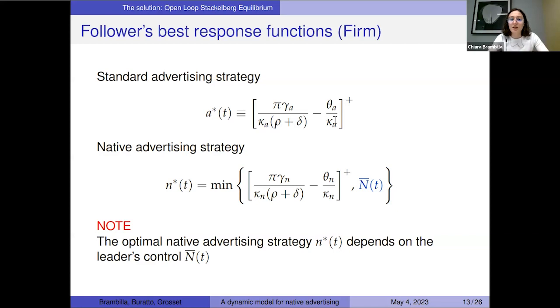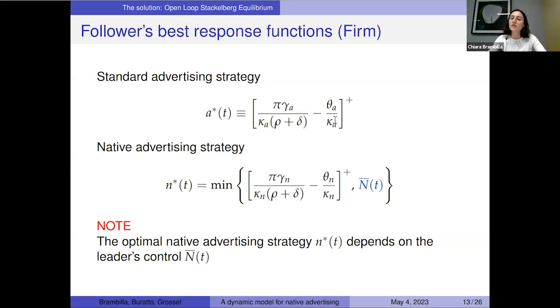What is interesting to be noted here is that for the native advertising strategy, we do not just have a non-negativity bound, but we also have an upper bound that was given by the capital N strategy of the media outlet. So once we have computed this positive part cost and value, we need also to take the minimum between this cost and value and the upper bound fixed by the media outlet that is the leader of the game. So we can see that the native advertising strategy of the firm promoting its brand value depends on the leader control capital N. So this follower strategy little n depends on the leader strategy capital N.